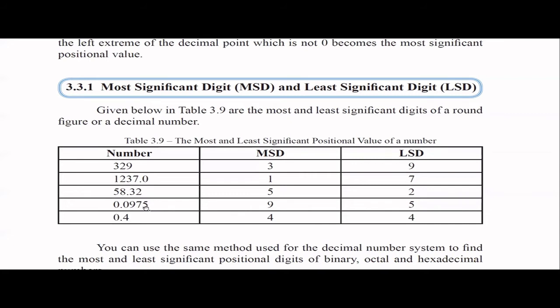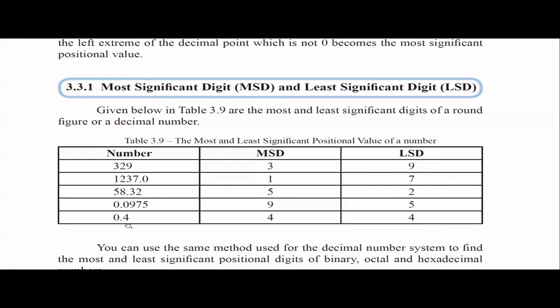And MSD, or the most significant digit, is the left extreme, which is not a 0. Left extreme is 0, but not a 0 that is number 9. That is why number 9 comes. And here, again, it's a decimal number, so you have to consider zeros, right? So here, LSD is the most right extreme, which is not a 0. So 4 will be the answer.